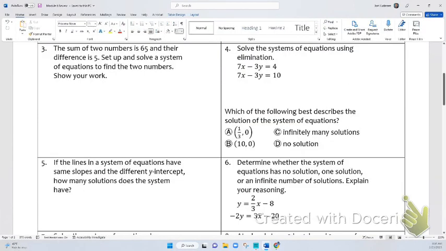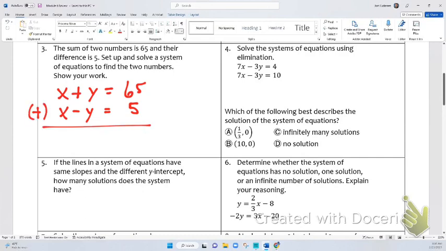For question number 3, it says the sum of two numbers is 65 and their difference is 5. Set up and solve a system of equations. Show your work. So there are two numbers. We don't know what the two numbers are, so we always use x plus y. Because they tell us it's a sum, notice that I use the plus sign here. And then they add up to 65. And then they also tell us that their difference, remember difference in math means the answer to a subtraction problem, gives us 5. So when we do this, we are going to simply add straight down.